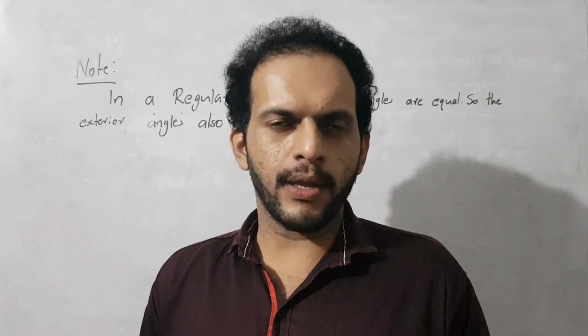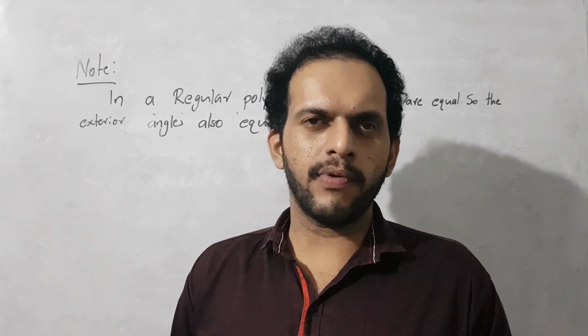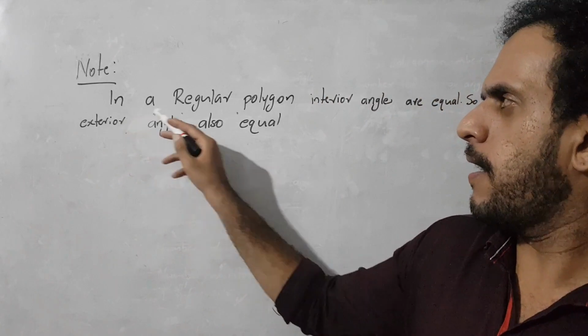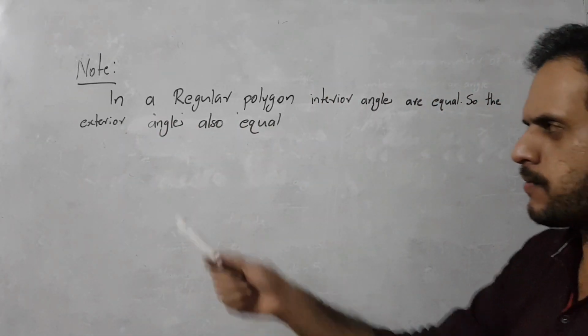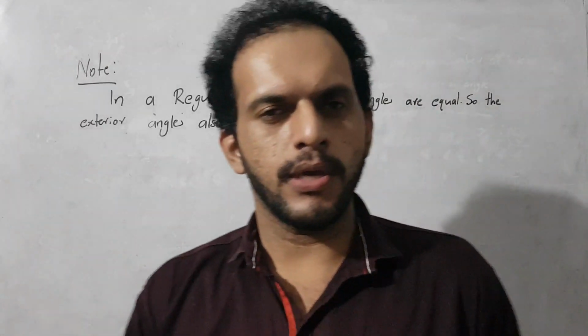So we are writing the note, this idea, the same idea we write like this. In a regular polygon, interior angles are equal, so the exterior angles are also equal.